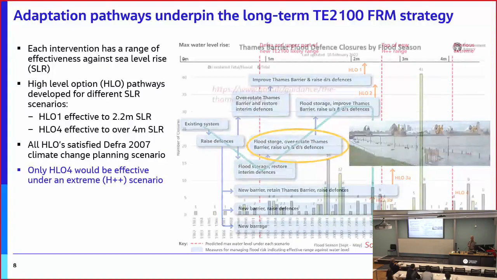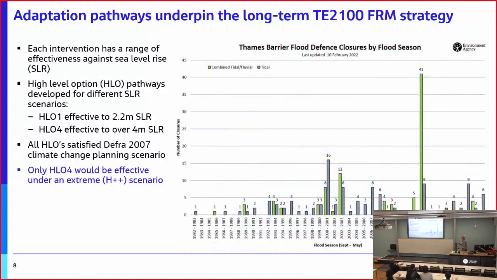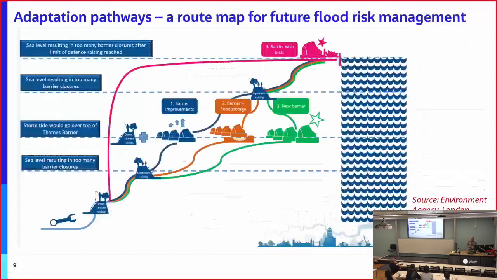And I just wanted to show you that when the Thames barrier was first commissioned in 1982, it was used once every 2 or 3 years. More recently, it's been used several times a year. In 2013, 2014, it was used over 40 times. So that is the practical impact of climate change.